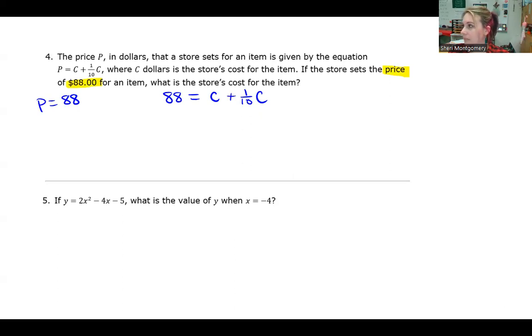What we want to know is C. We want to know the cost. To figure out the cost, we're going to have to put the two C's together. Well, we can't put something with a fraction and something without a fraction together unless they have a like denominator. So if this is a fraction of 1/10, what would a denominator need to be over here? 10. So we're going to have to multiply that by 10 over 10. Now I have a like denominator.